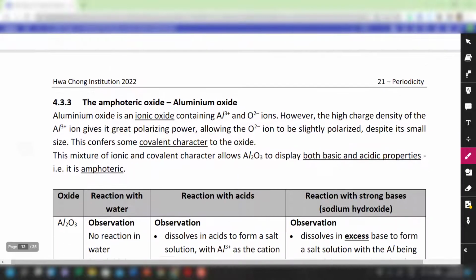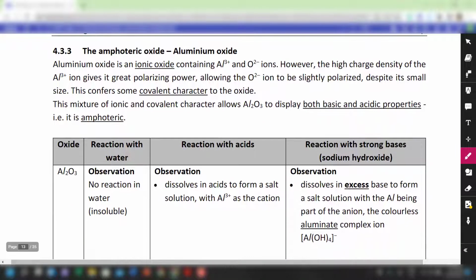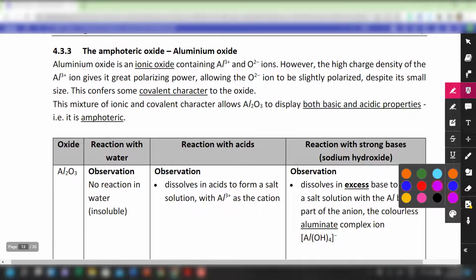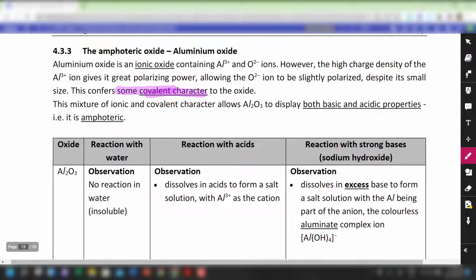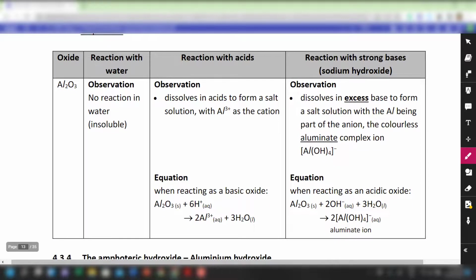The special one, which I guess you are also familiar with since secondary school, is aluminium oxide, which is amphoteric. The usual explanation given is that the bond has significant covalent character. Of course, here it's written as some covalent character. The mixture of ionic and covalent character allows it to display both basic and acidic properties. If you just put Al2O3 in water, you are not going to expect it to dissolve, so it will just remain as a solid.